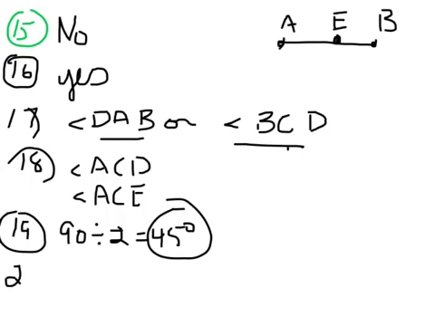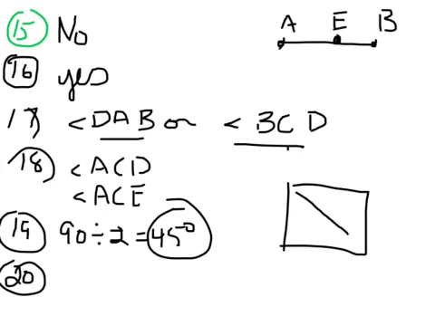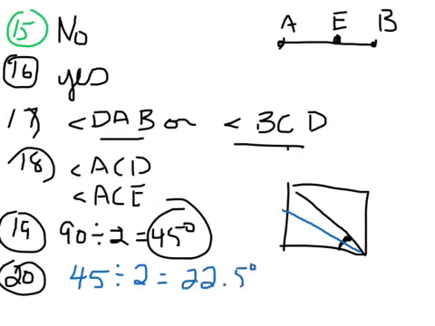Number 20 says angle FCD. If angle ACD is this angle right here, then FCD is where they came in and cut that in half. So it would be 45 split in half. I would divide it by 2, and 45 divided by 2 would be 22.5 degrees.